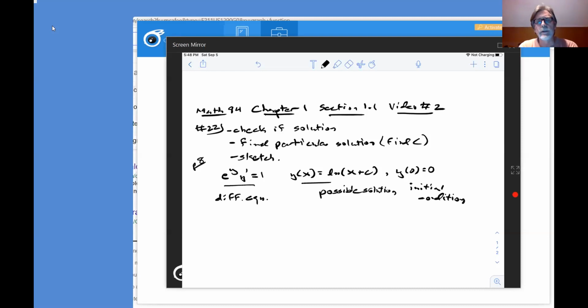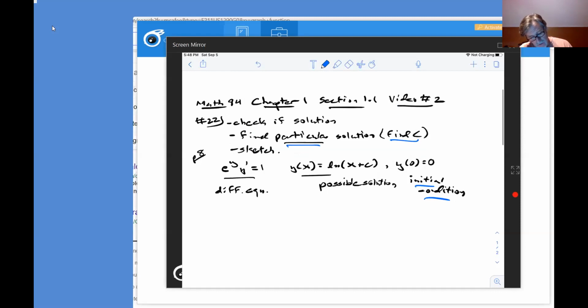But look at the instructions. It says, check if it's a solution. We just did that on video 1. Find the particular solution. This guy right here is a statement that says, I'm going to find a unique solution given, guess what? We're going to find C given this initial condition. Okay, so let's check first to see if it is a solution.